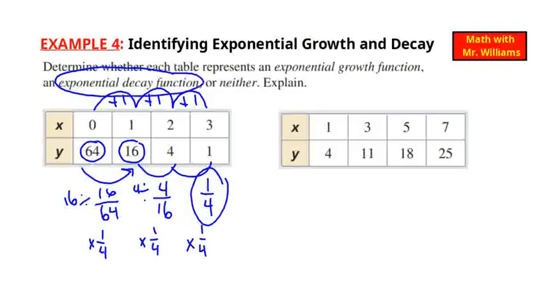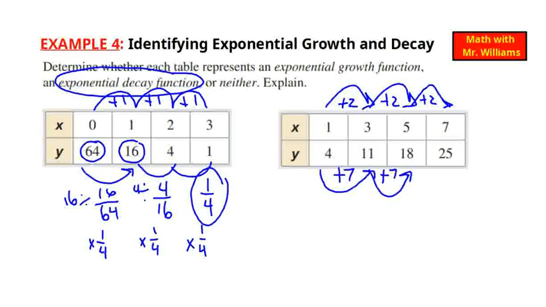We can see our x values are increasing by 2 each time. All right, so then we take a look at our y values. We can see that these y values look like they're going up pretty steadily. Since they're increasing, we're checking for addition or for multiplication. From 4 up to 11, we're going to add 7. From 11 to 18, we're going to add another 7. From 18 up to 25, we are going to add another 7.